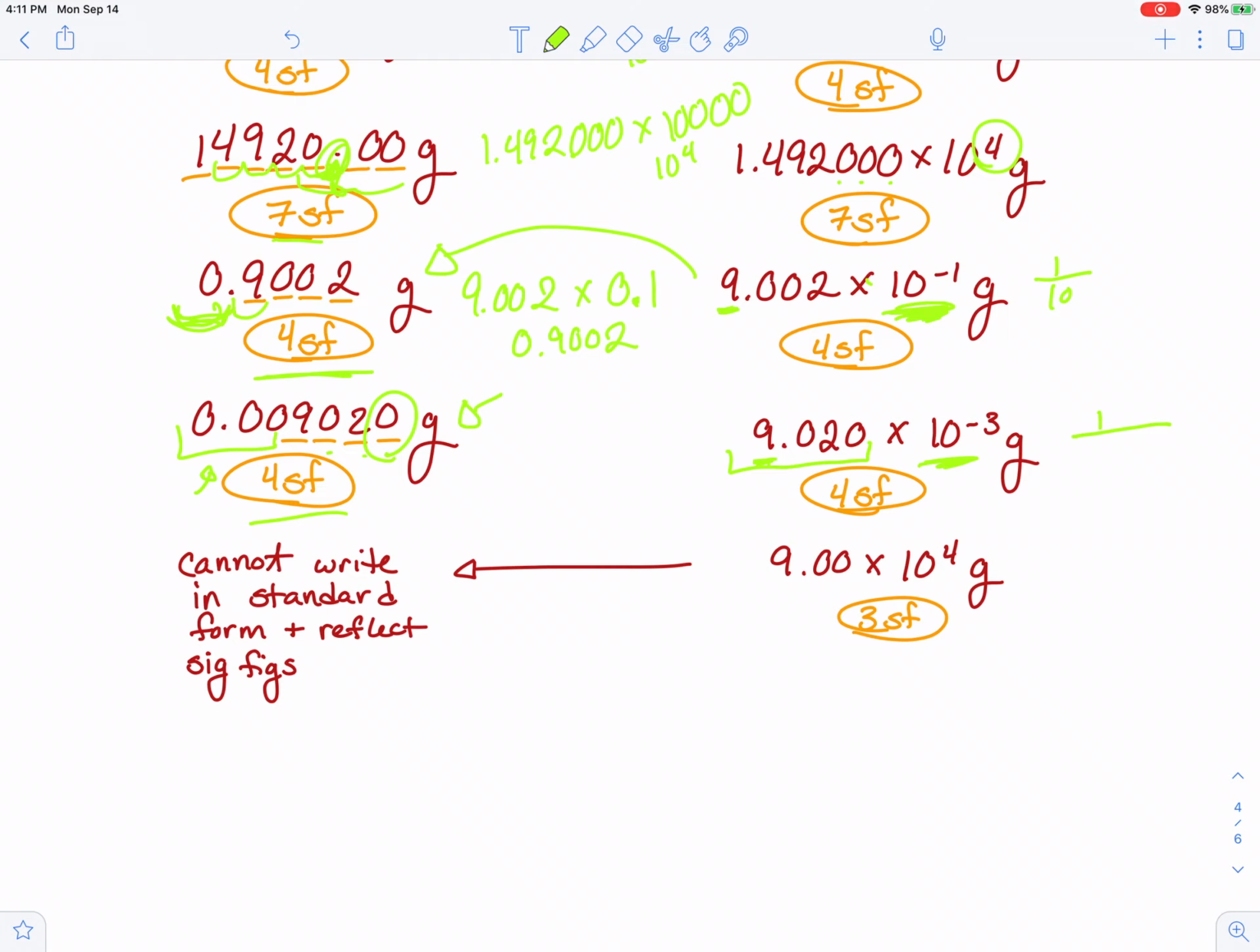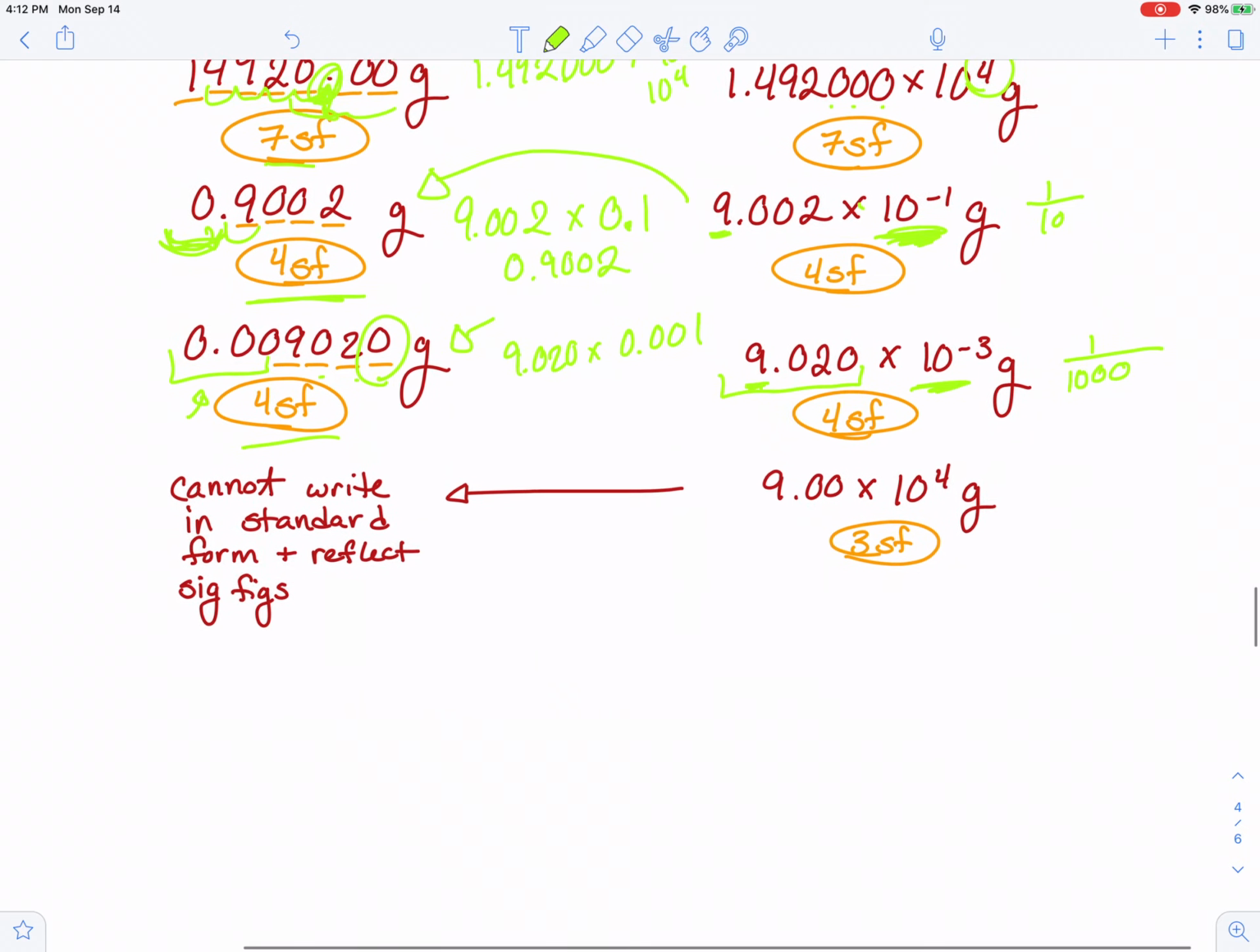Well, that 9 is in the thousandths place, so it's going to be, right, 1 over 1,000. So if you do 9.020 times 1,000ths, then you're going to come up with 0.009020.